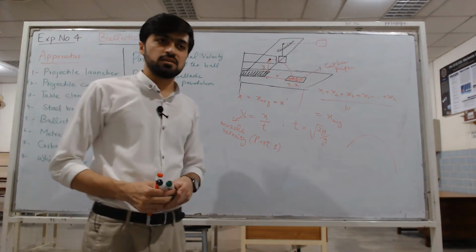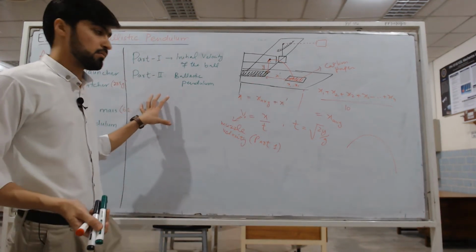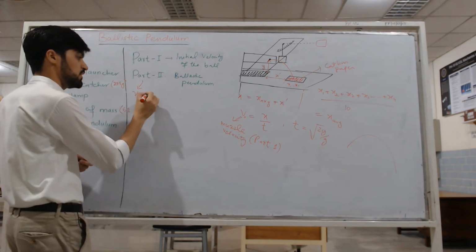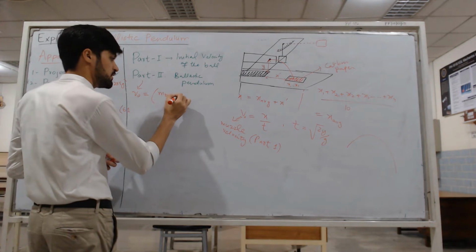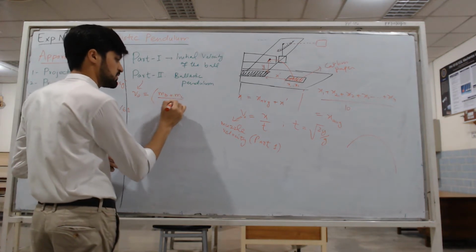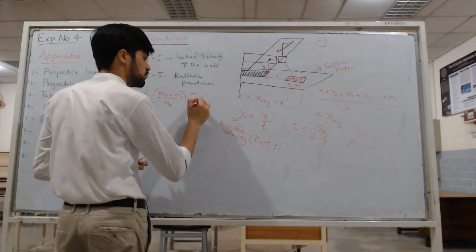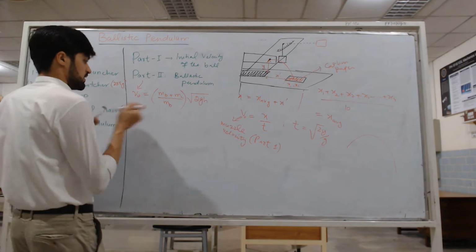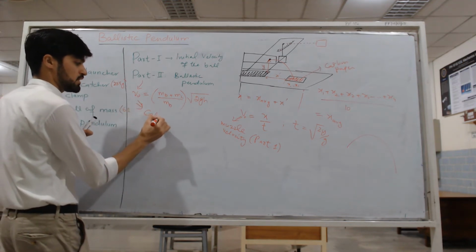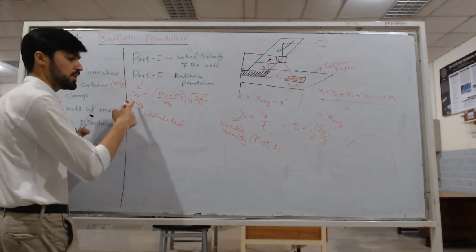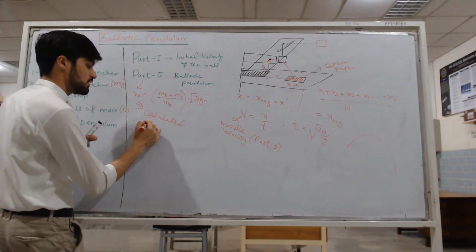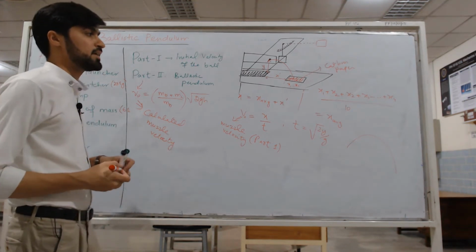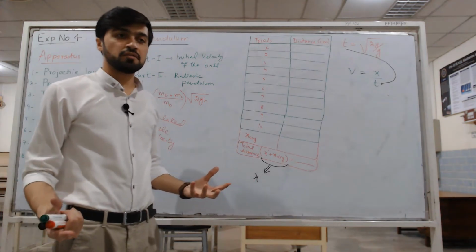We have already discussed the ballistic pendulum and its equation. For the second part, V naught was (mv plus mc)... We have also discussed the second part, under root 2gh, using the conservation of momentum. So this is the calculated muzzle velocity, and you will have to calculate it in the second part of this experiment. This is the calculated muzzle velocity. Keep in mind.